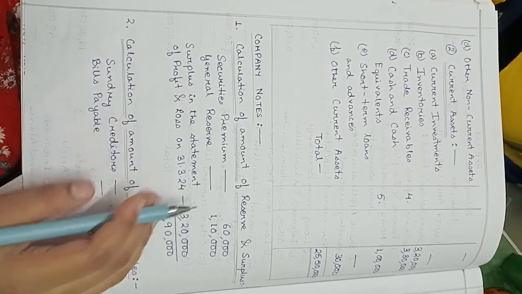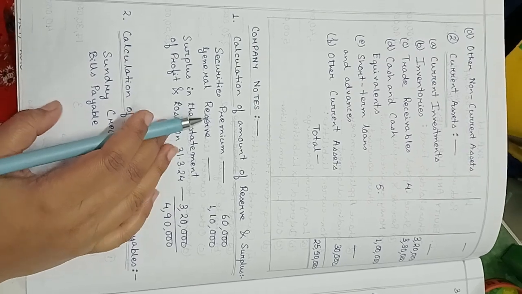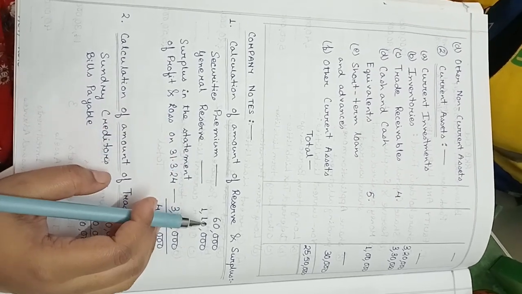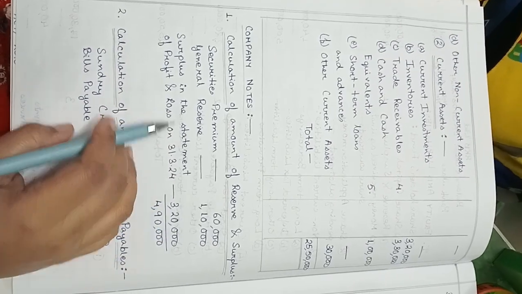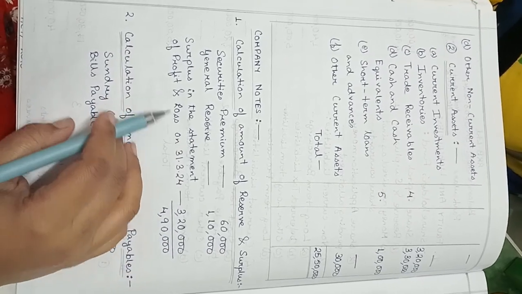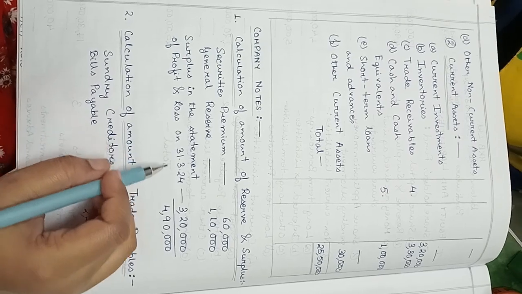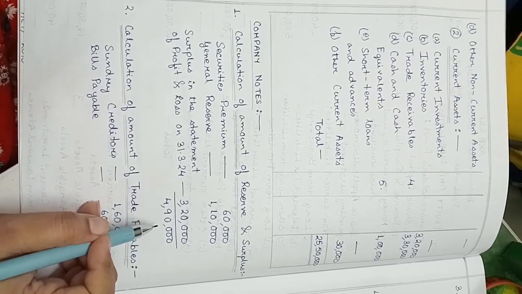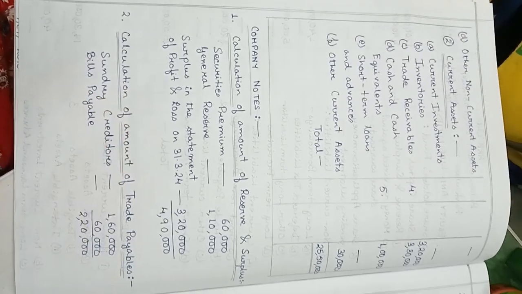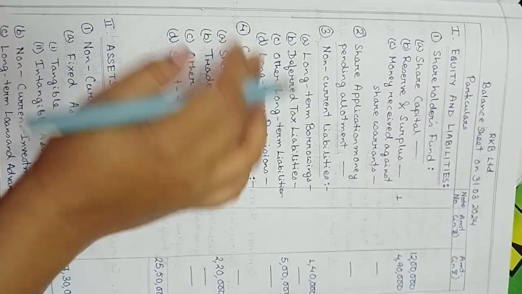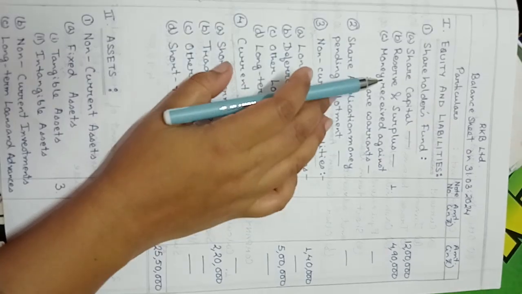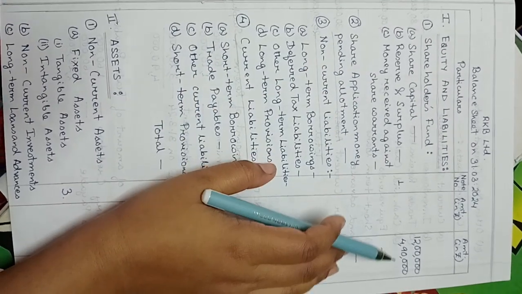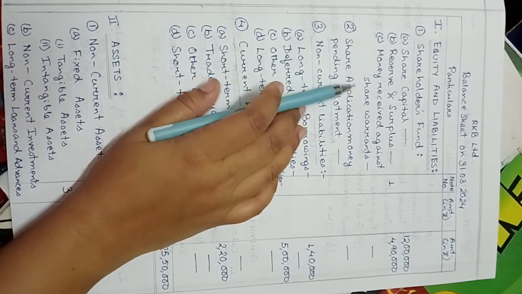You see here in note number 1, the calculation of reserve and surplus is done. Securities premium is written, general reserve is written, surplus in the statement of profit and loss on 31st March 2024 is written. The amount is 4,90,000. This amount is to be written under the head reserve and surplus, 4,90,000.